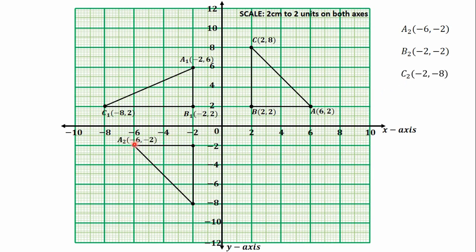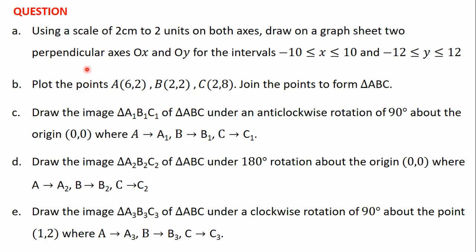So A2 has the coordinates minus 6, minus 2. B2 has the coordinates minus 2, minus 2. And C2 has the coordinates minus 2, minus 8. So initially we drew triangle ABC. Then we rotated it through a 90 degrees angle in the anticlockwise direction about the origin to get A1, B1, C1. And now we have rotated triangle ABC through a 180 degrees angle about the origin to get the triangle A2, B2, C2. So now we have answered the first four parts of our question. We are left with the last part, which is E.